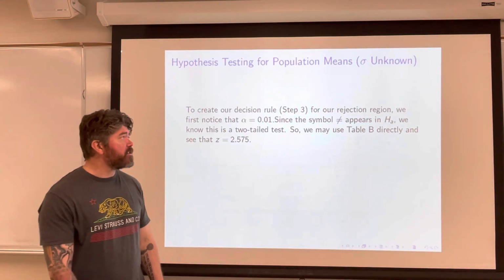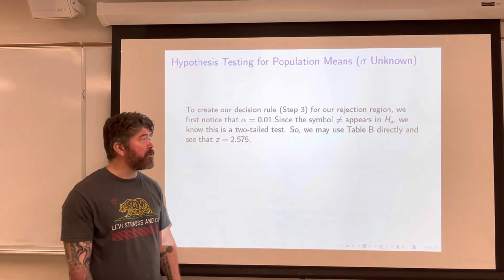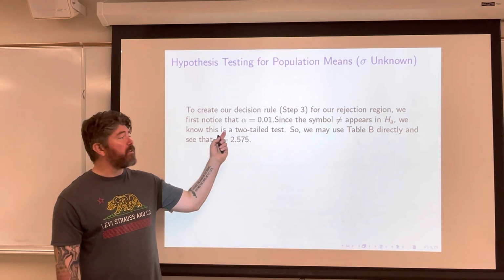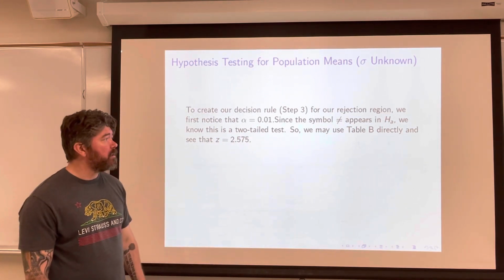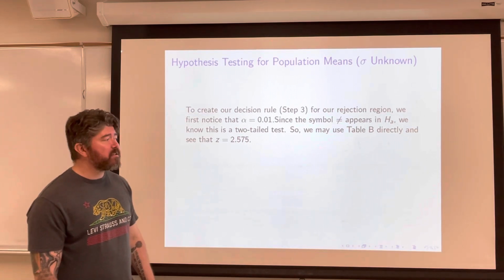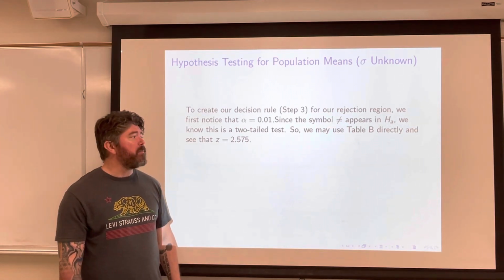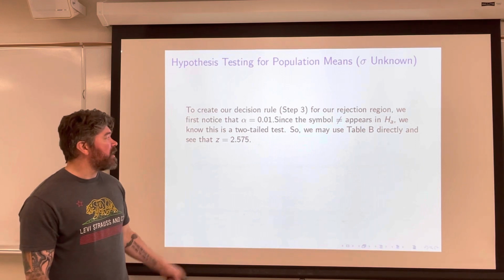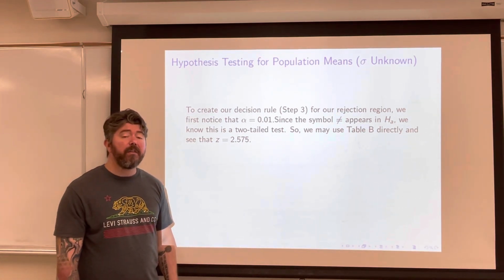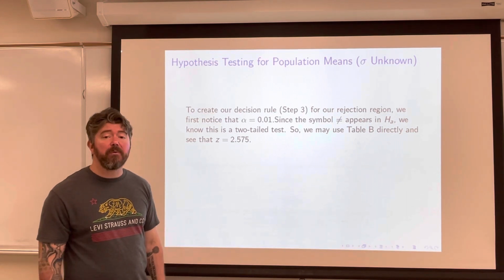Now to create our decision rule, this is our step 3 for our rejection region, we first notice that alpha given in the problem is 0.01. Since the symbol not equals appears in HA, we know this is a two-tailed test. So we may use table B directly and see that z equals 2.575. Remember that for a two-tailed test, we use table B directly.